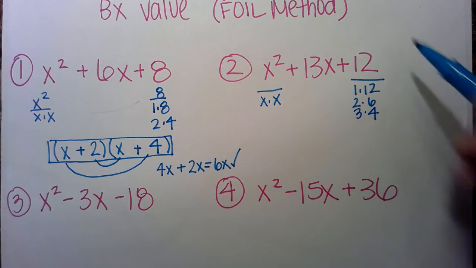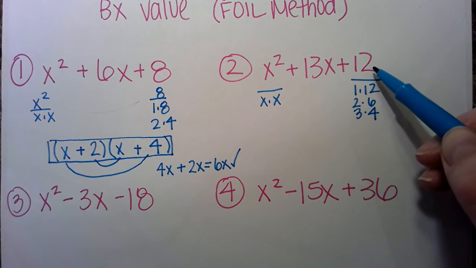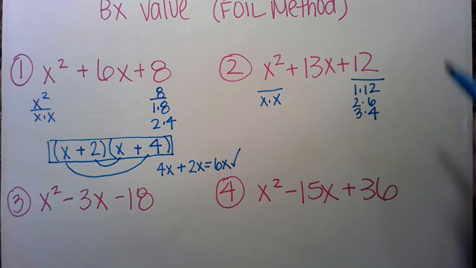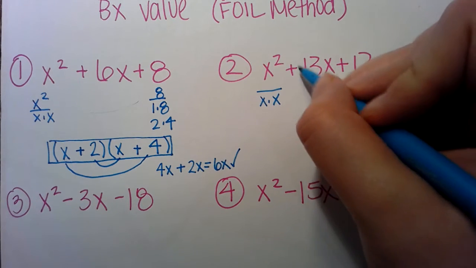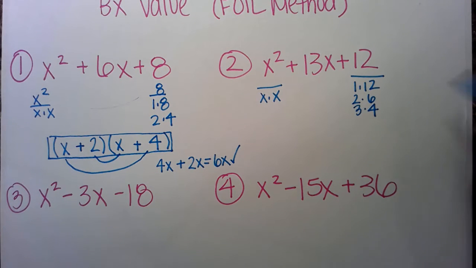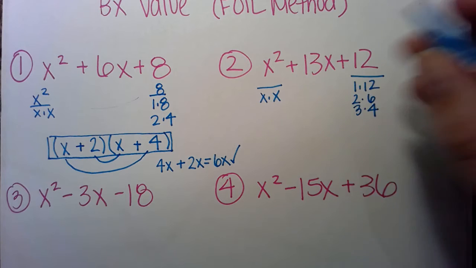13x with these numbers? It has to be either two positive or two negative values because it's a plus 12 and I'm multiplying them. In this case, I'm probably going to stick with two positive numbers because I see that I have a positive 13 here. And I'm thinking, okay, which one of these factors is going to add up to 13?